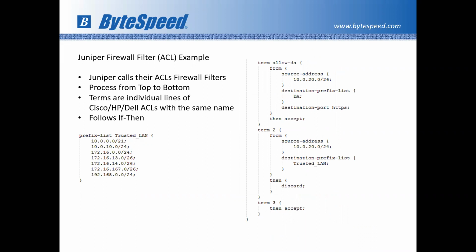Okay. So continuing down along the rule list here, we have another server called DA, which also runs on HTTPS. We want to allow people to get to that, so from our guest network, we accept it. And then finally, term 2 is our rule that blocks access to our trusted LAN again. So if you recall, the first one is spoofed.